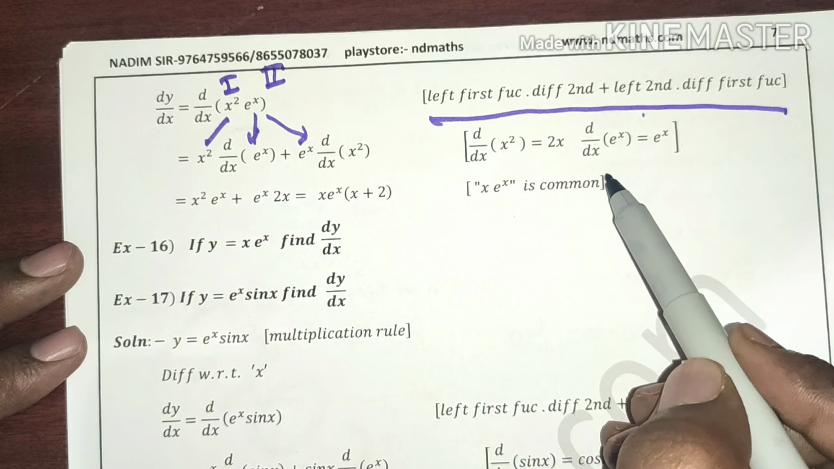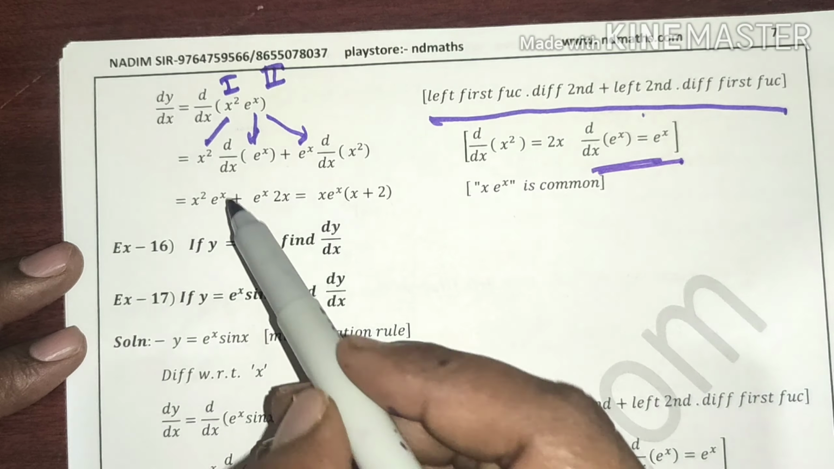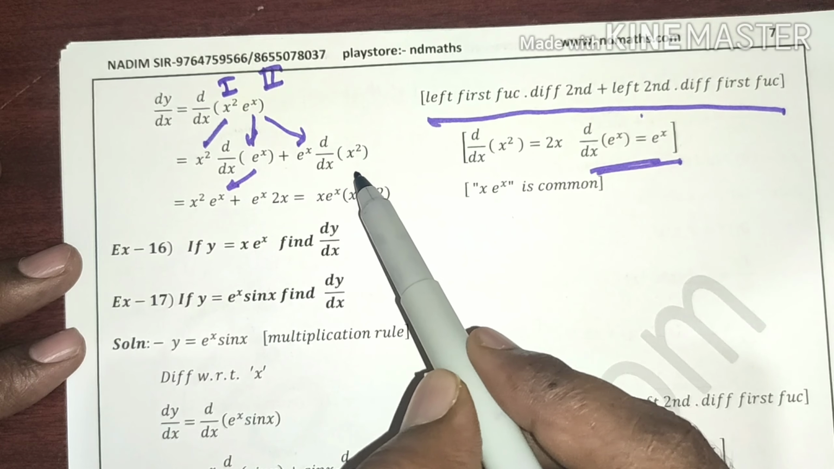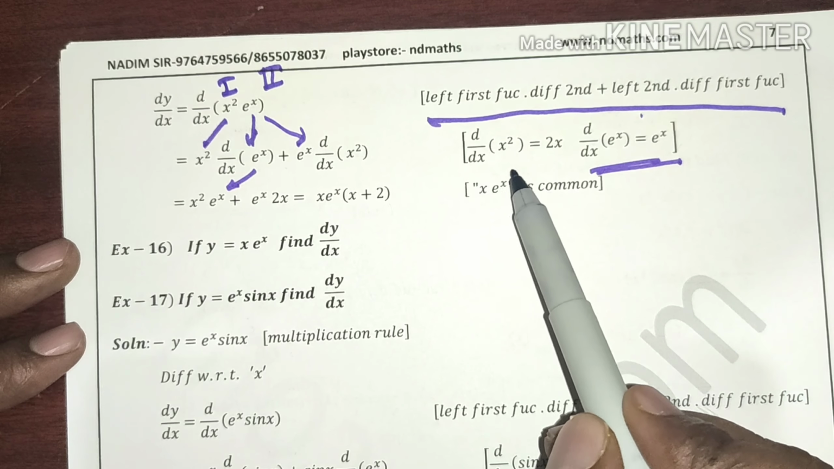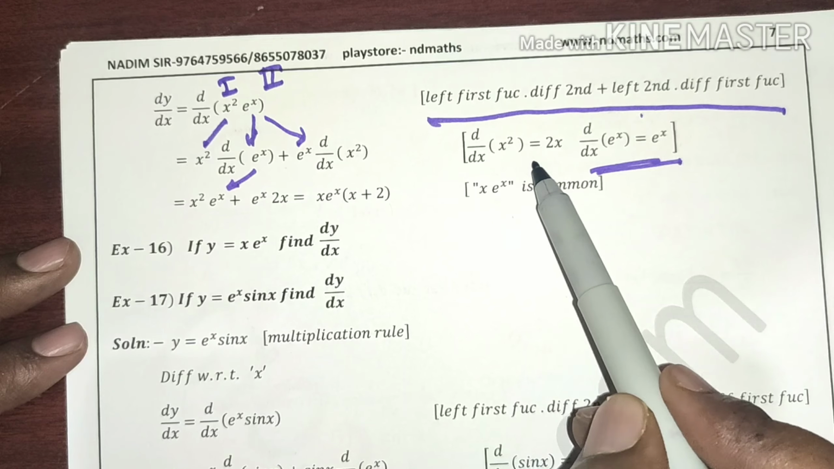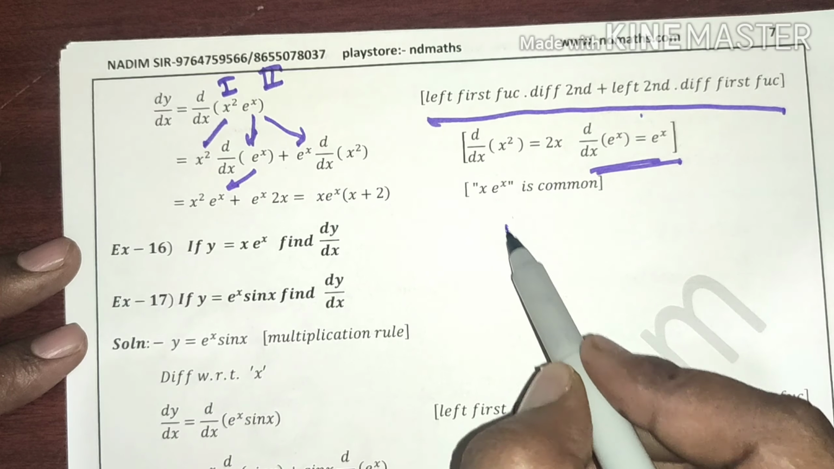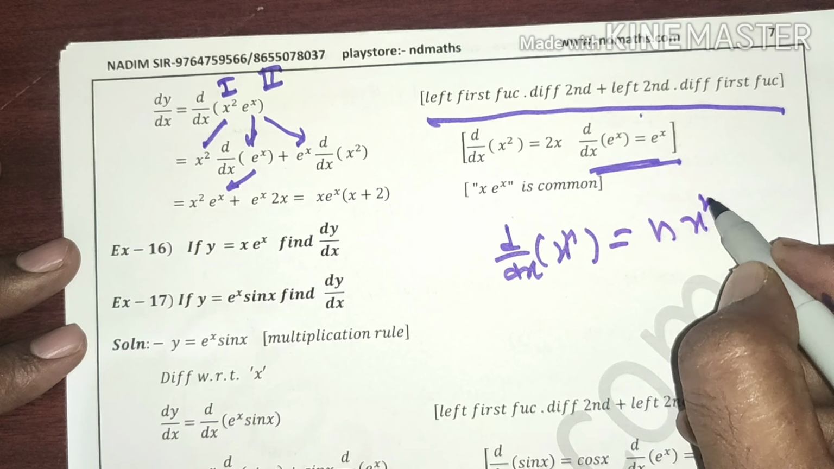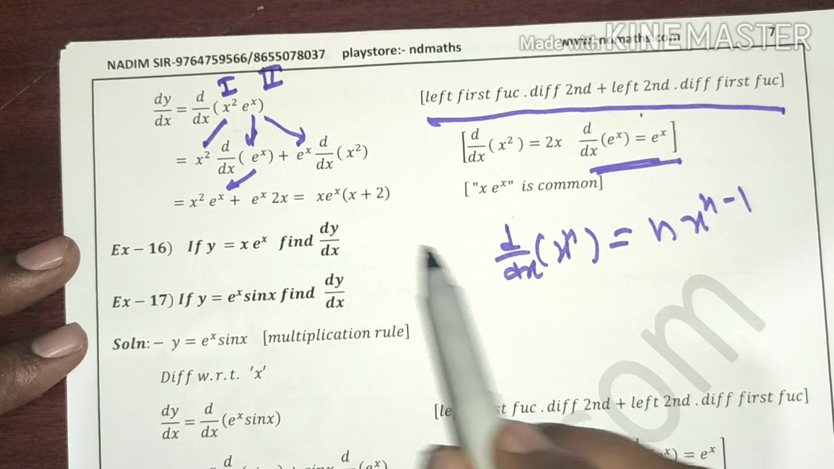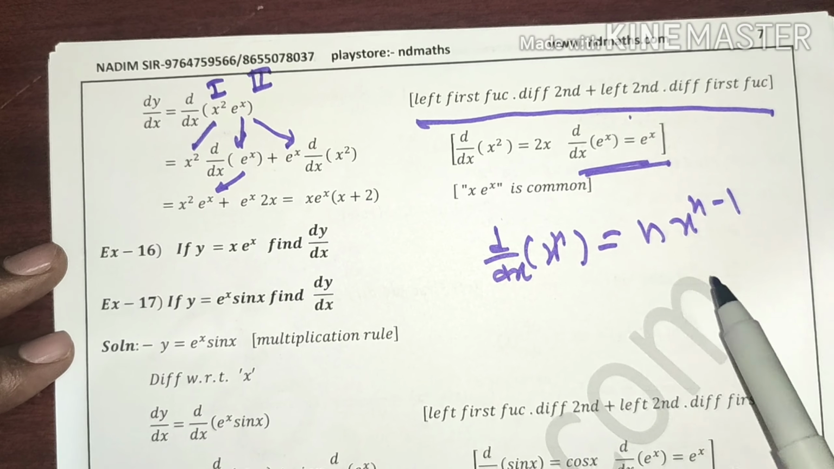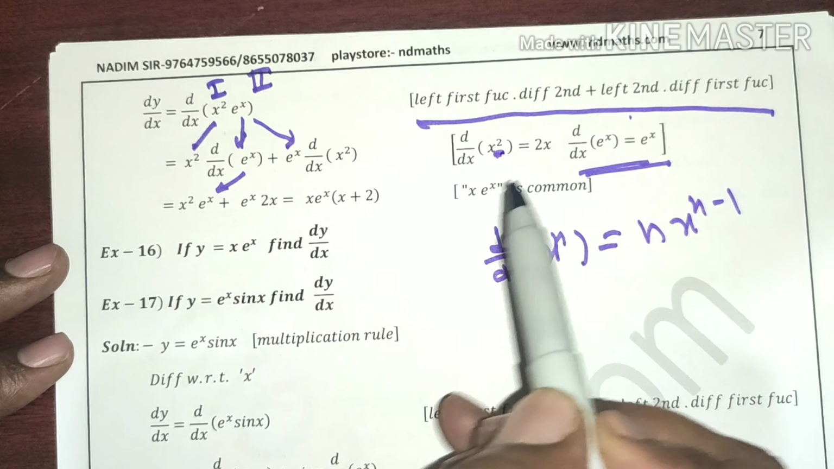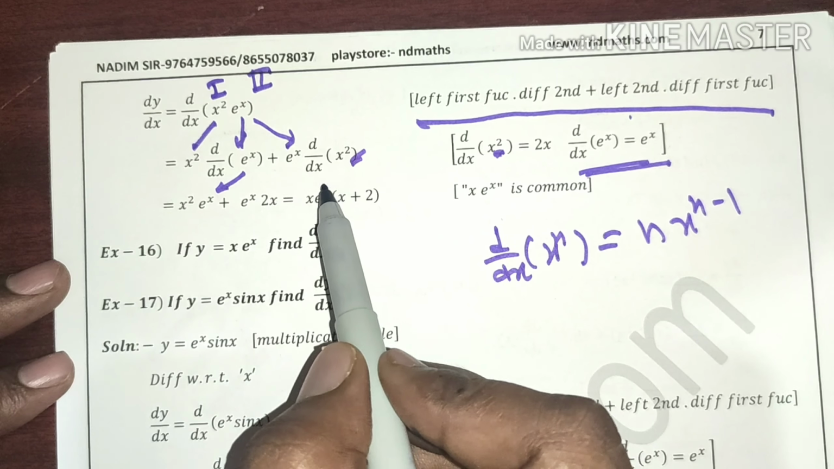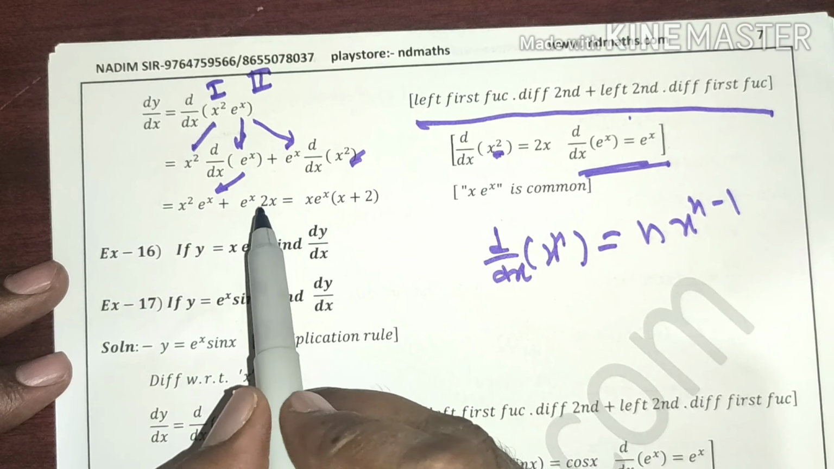As we know, the derivative of e raised to x is e raised to x, and for the derivative of x square, we know it is 2x by using the formula d by dx of x raised to n, which is n x raised to n minus 1. It means that first of all we write the power, after that we reduce it by 1. So here the power is 2, so we write the power, and after that we reduce 2 by 1, which is 2 minus 1, which is 1.